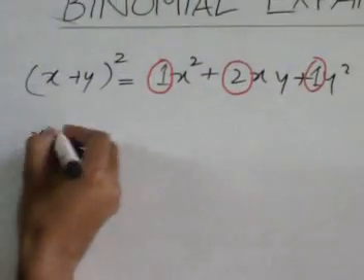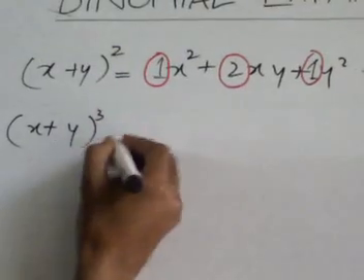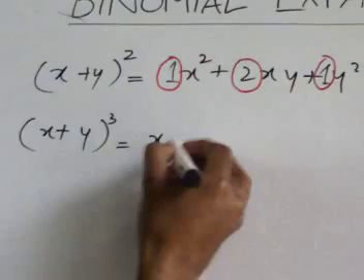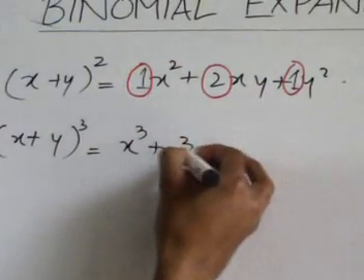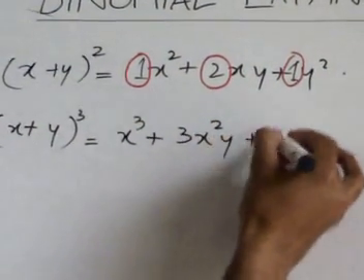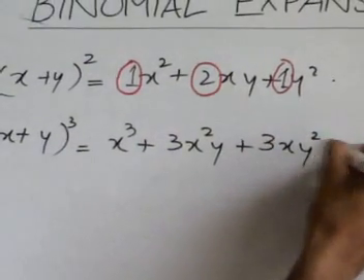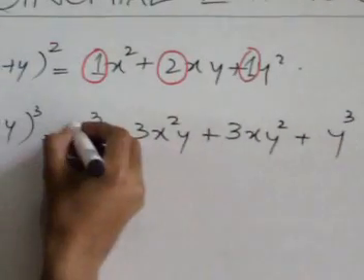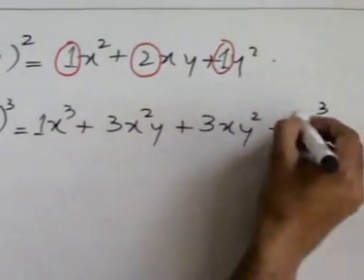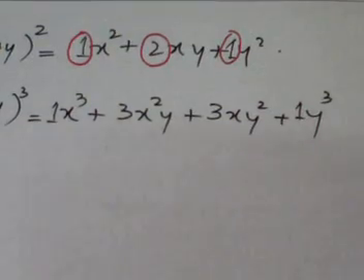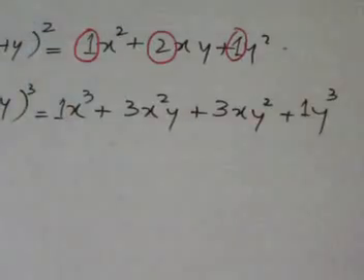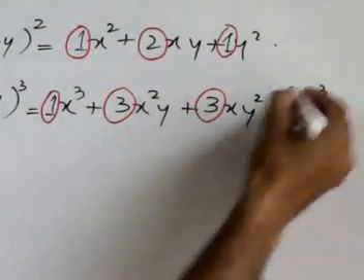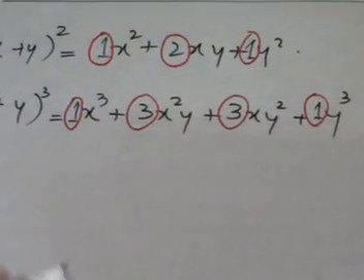What if I have to expand (x plus y) cubed? In case you do not know this expansion, it is x cubed plus 3x squared y plus 3xy squared plus y cubed. So this is also a binomial expansion. I will again let you know the coefficients over here. Look at this: 1, 3, 3, 1.